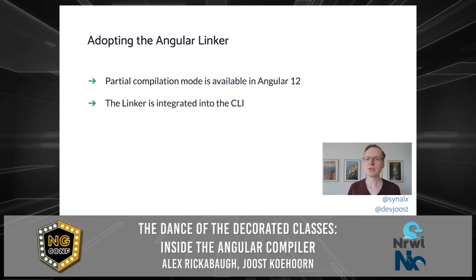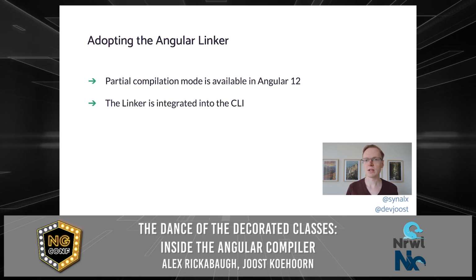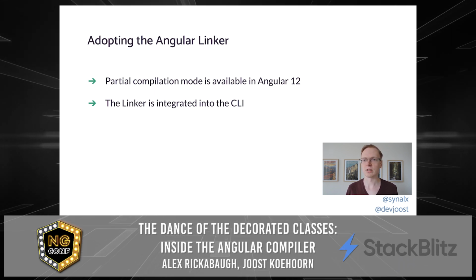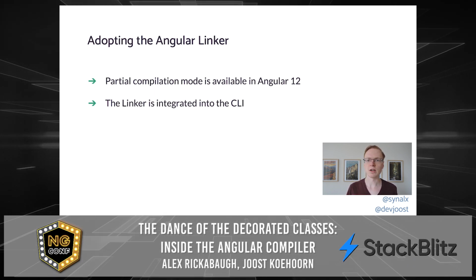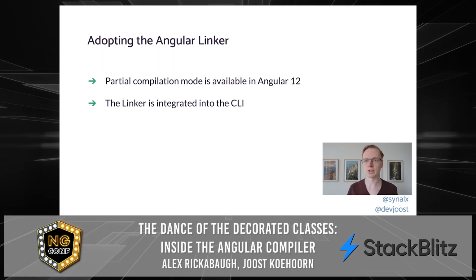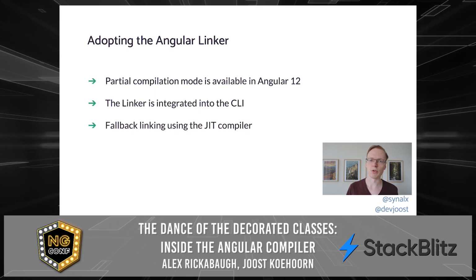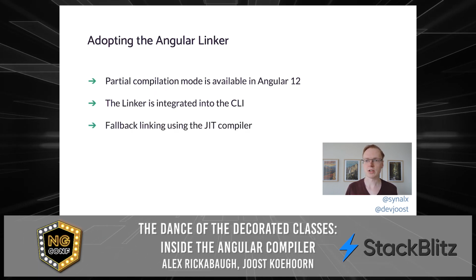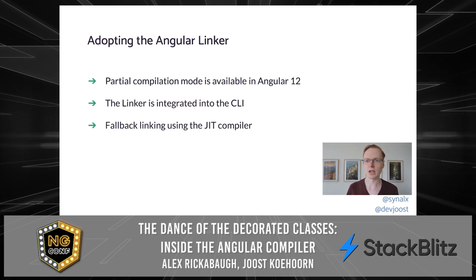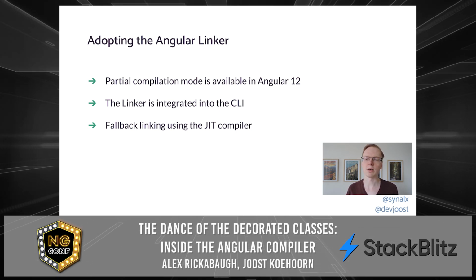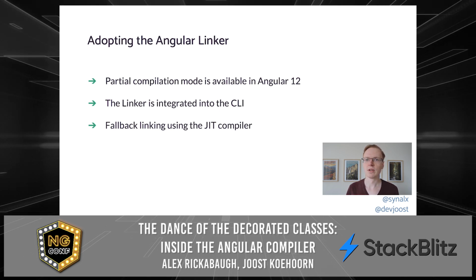During application builds, the Angular CLI will automatically detect partial declarations and run the Angular linker transparently behind the scenes. As an application developer, this means that you don't have to do anything special to start leveraging the new way of library distribution. As a fallback strategy, partial declarations that have not been pre-compiled using the Angular linker will be executed at runtime to initiate the linking step using the JIT compiler.